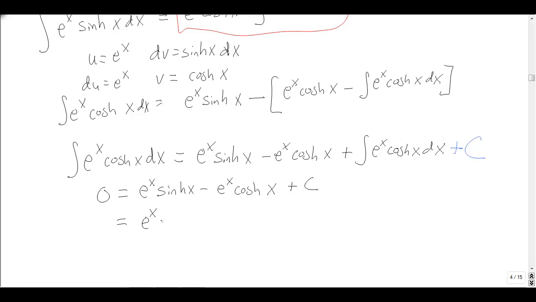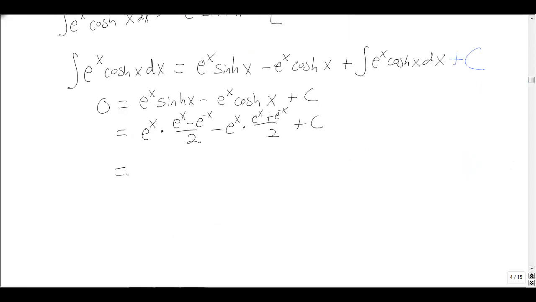E to the x, there's a formula for sinh x involving e's. Hyperbolic sine is e to the x minus e to the negative x over 2, minus e to the x. Hyperbolic cosine is e to the x plus e to the negative x over 2, plus c.